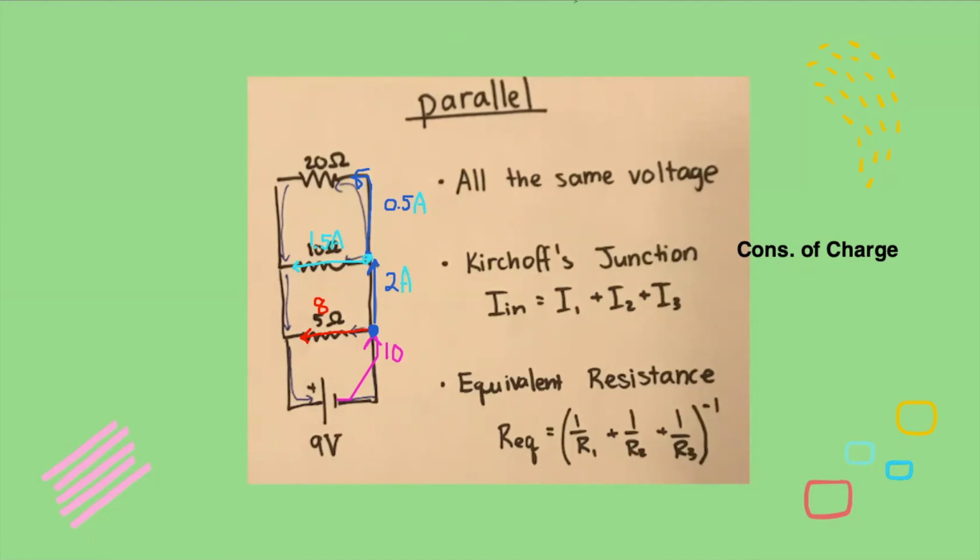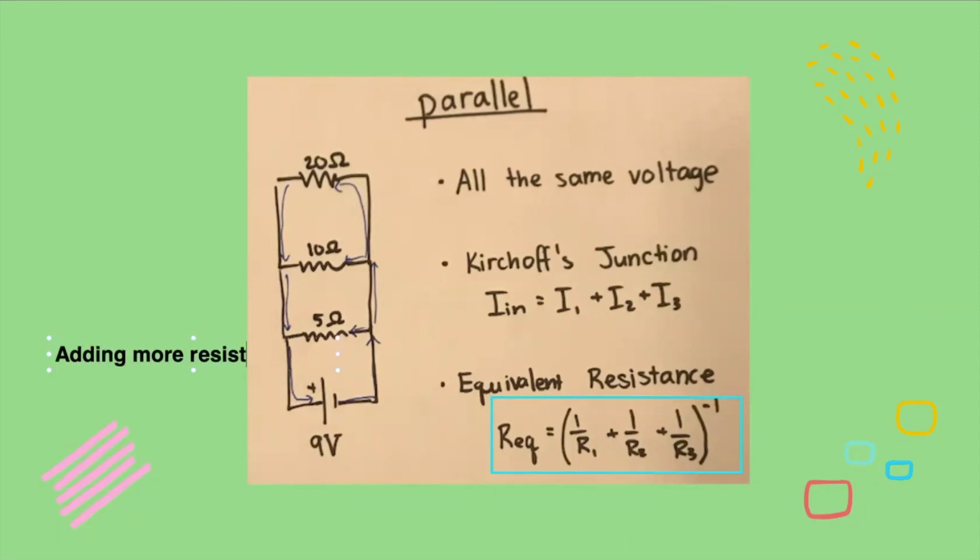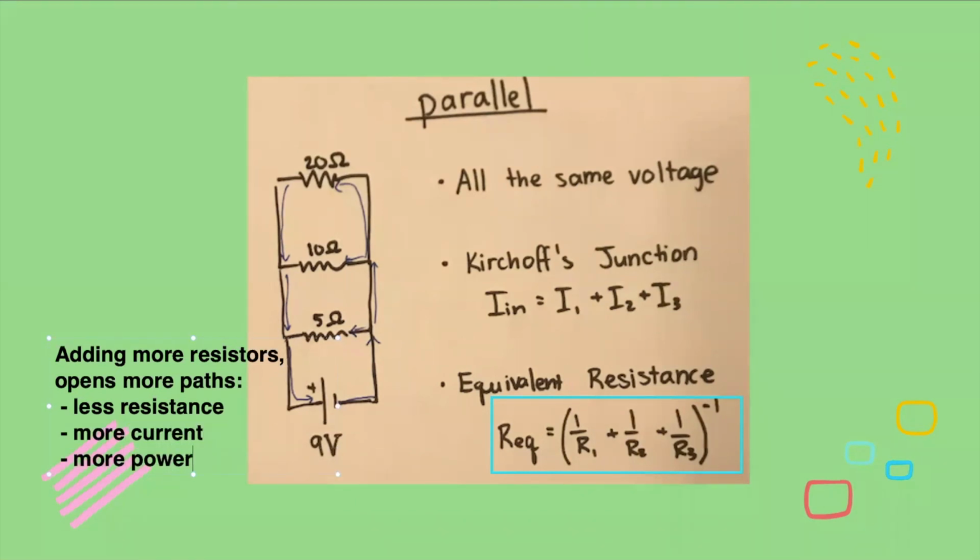Which gave us our last thing we were working on today, parallel equivalent resistance. The parallel equivalent resistance equation looks the way that it does because in parallel, adding more resistors adds more paths. It opens more paths for electrons to flow, gives them more space. Adding more resistors actually makes it easier for the charge to flow. So there's less resistance, more current, more power.